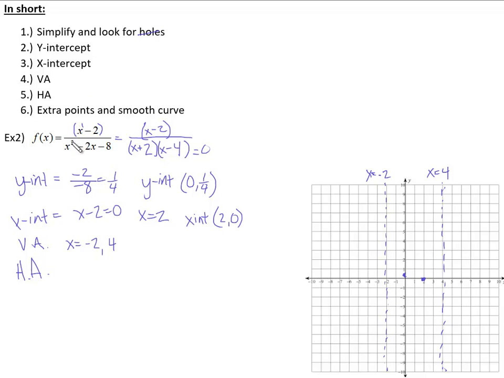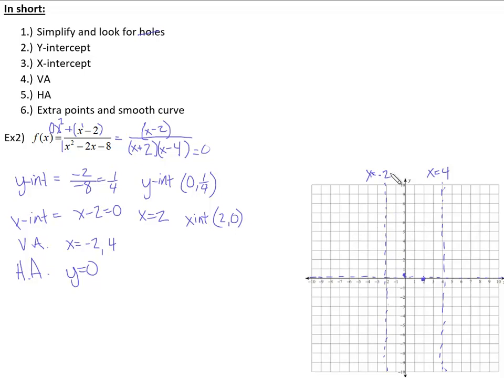Obviously this one is bottom heavy, and if you remember from our last lesson, I said you can really think of this as having 0 x squareds if you wanted to do the ratio of the leading coefficients, and 0 divided by 1 is 0. Or when the bottom has the higher degree, it's always just y equals 0. In other words, the x-axis is my asymptote.